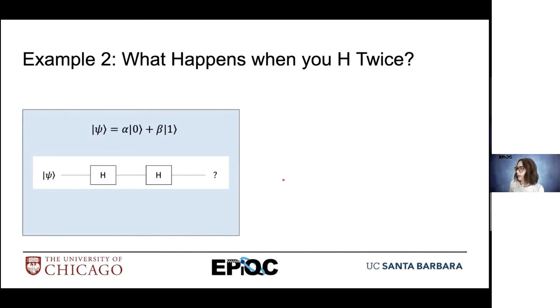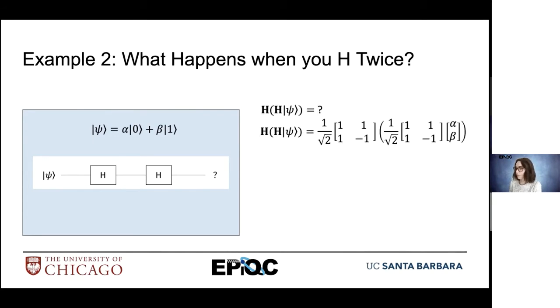So let's try that again with a different gate. Let's see what happens when you implement the H gate twice. We're going to start with the same steps, where we'll write out our matrix for our H gate and our general quantum state, alpha and beta.